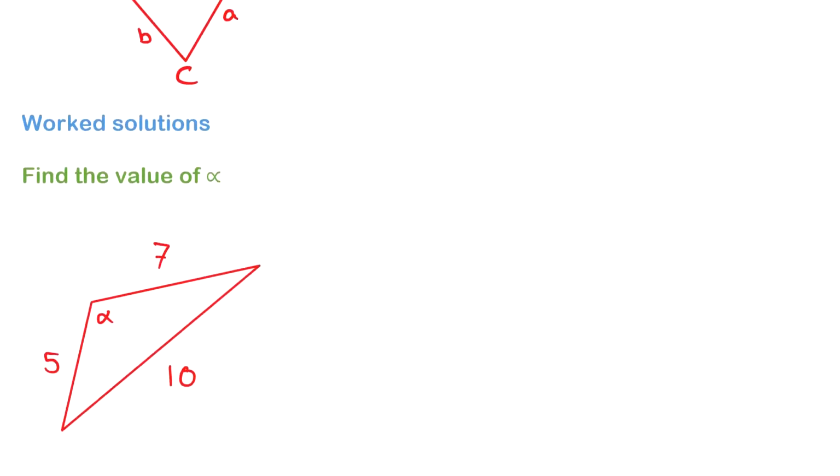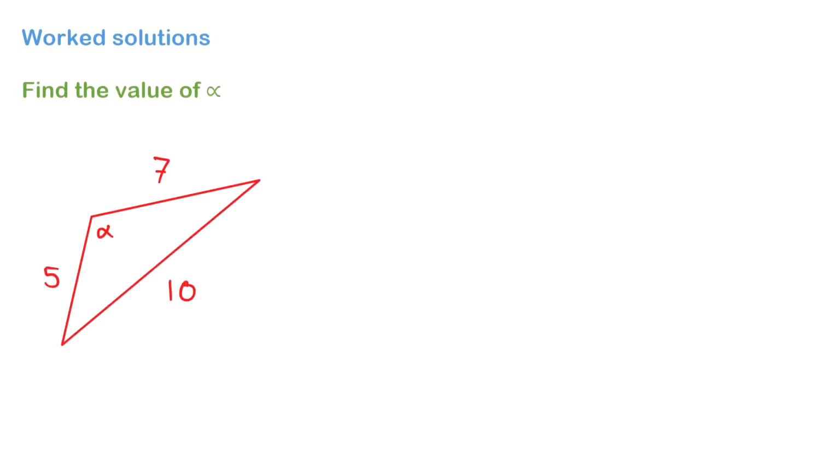So we're going to jump in and look at an example. Here we have a triangle and we have three sides, so that's an indication that we're going to be using the cosine rule. We do have an angle, so now we know we're going to find that angle. We need to find the value of alpha.